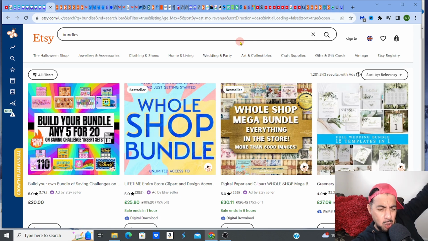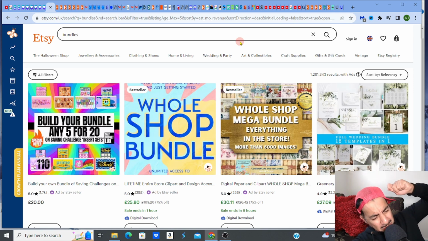Guys, one of the most unsaturated terms when searching on Etsy is bundles. Whole store bundles, mega store bundles. Bundles are one of the most unsaturated terms on Etsy, and if you're not doing bundles, you're missing a trick, one big trick. So, guys, bundle up, because if you don't, you're leaving cash on the table.